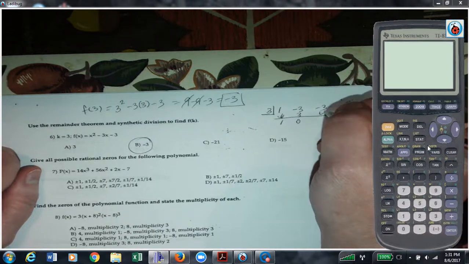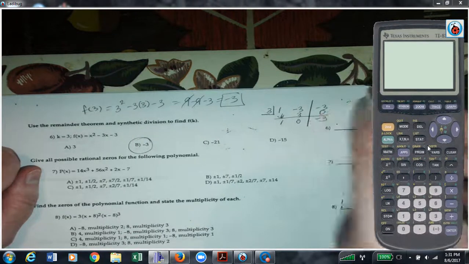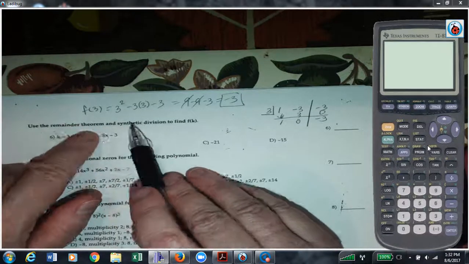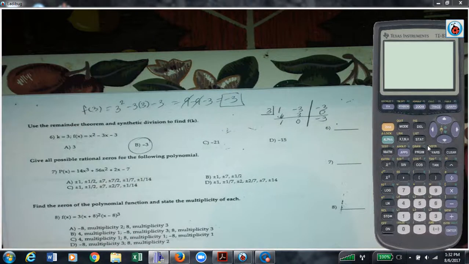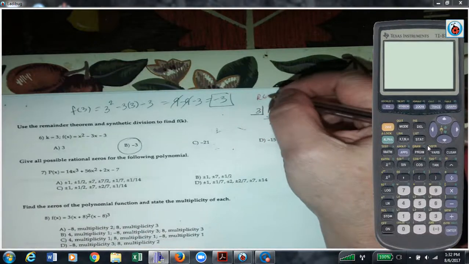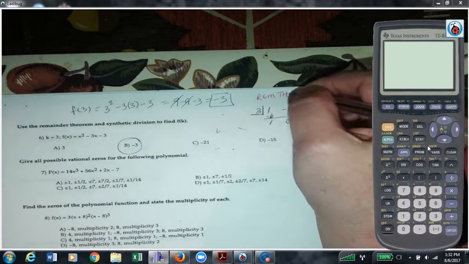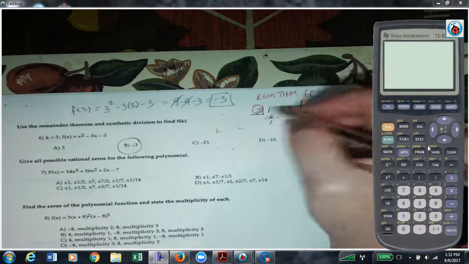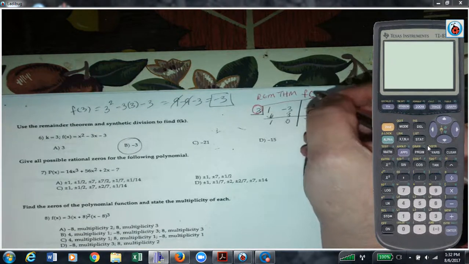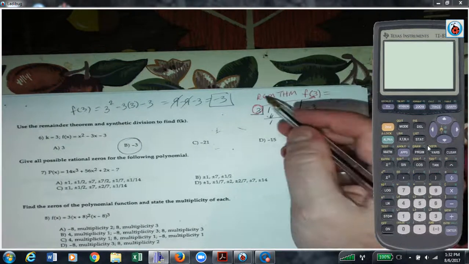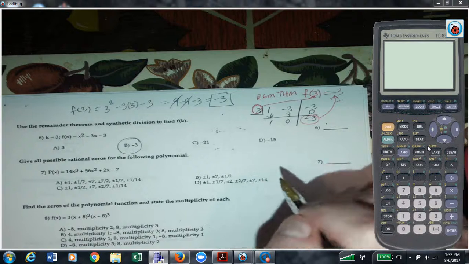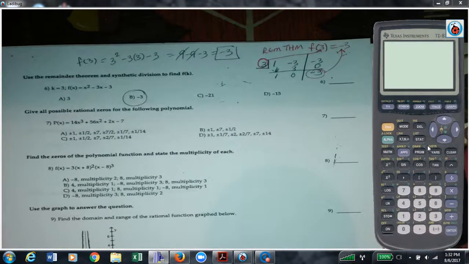And from the remainder theorem. The remainder theorem says f evaluated at the number in the box is equal to the remainder. That's why it's called the remainder theorem. Okay, so either way is fine.